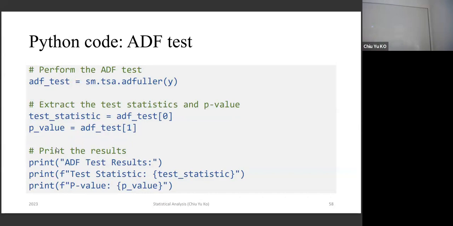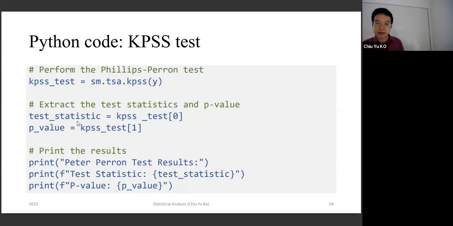statsmodels.tsa, the time series analysis module, then the adfuller function on the Y, and that's it. Once you do it, you get an object. The first item is the T stat, the second item is the P value, and then you check whether the P value is less or more than 5%. That's it. The other way around would be similar. For KPSS, you just call KPSS, that's it. So it's nothing very deep here.